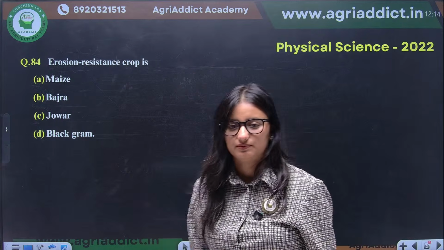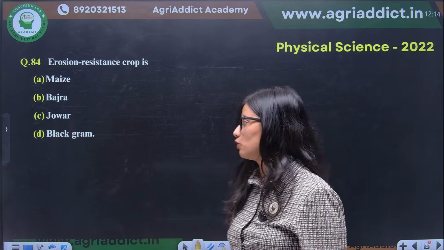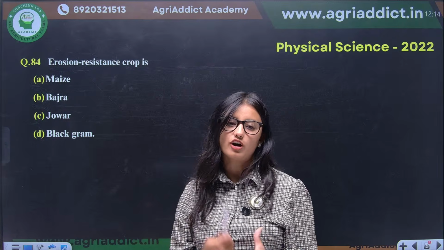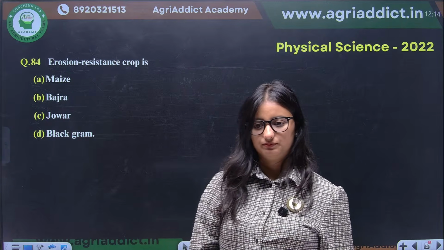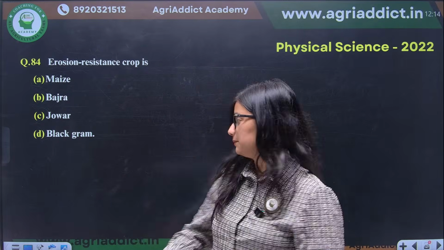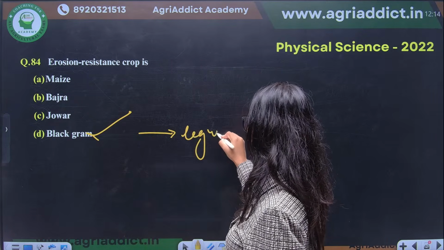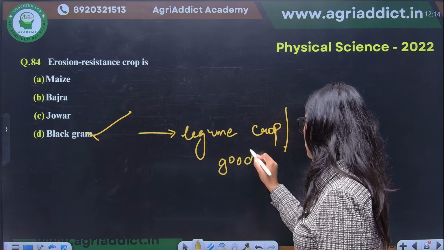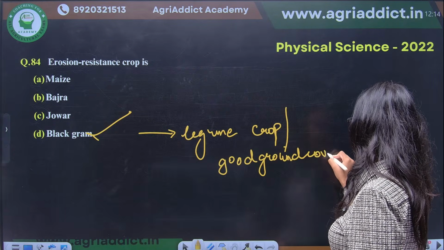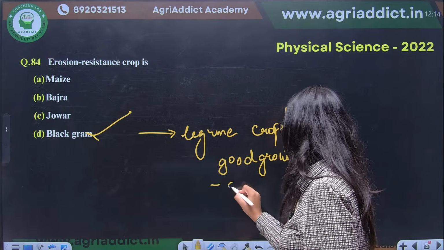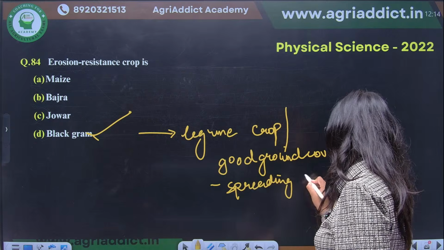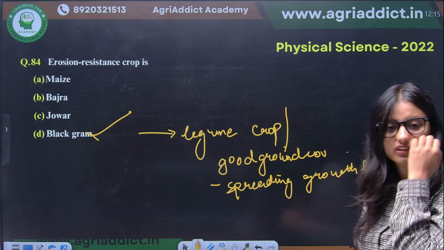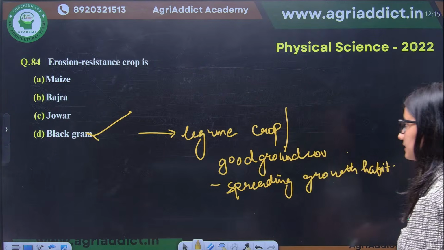Erosion resistant crop is what? Maize, bajra, ज्वार, black gram. इरोजन को कौन प्रिवेंट करता है? डी. यस, वेरी गुड. ब्लैक ग्राम हमारा लेग्यूम क्रॉप है. गुड ग्राउंड कवर. ग्राउंड कवर इज गुड एंड हैव spreading growth habit. Okay, it has spreading growth habit. D is the correct answer. Very good.